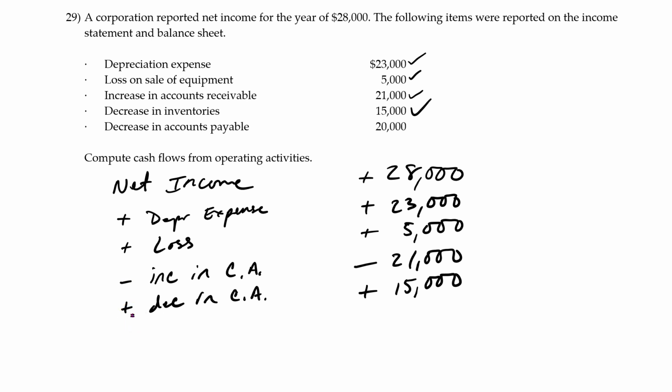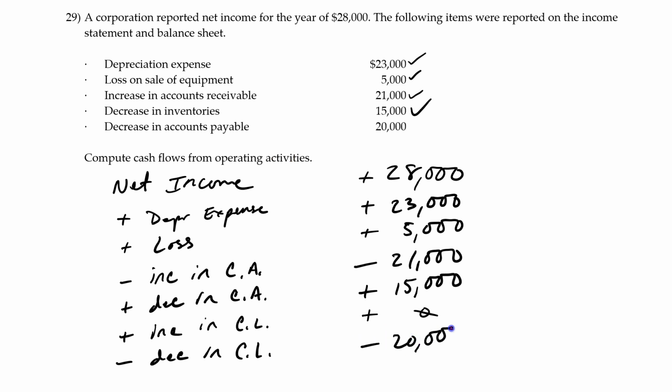And finally, I don't have it on here, but just for the heck of it, let's do that. I'm going to add increases in current liabilities, and in this case I don't have any current liabilities that are increasing, so we'll just put that there as 0. I just want to show you how that affects current liabilities. And then I'm going to subtract decreases in current liabilities. In this case we have a decrease in accounts payable.